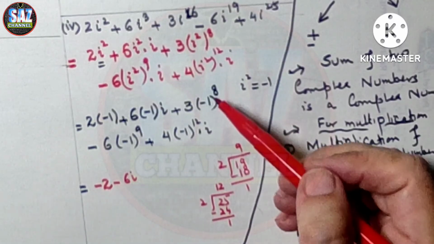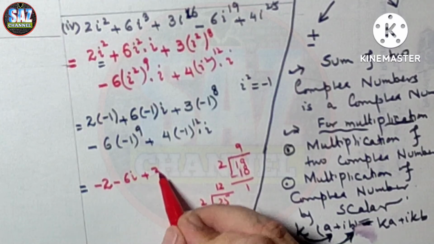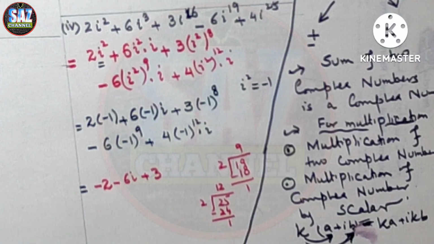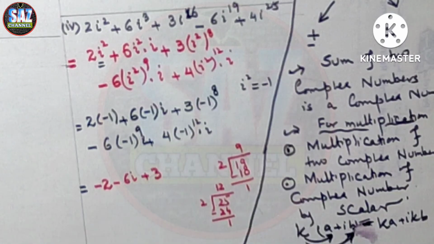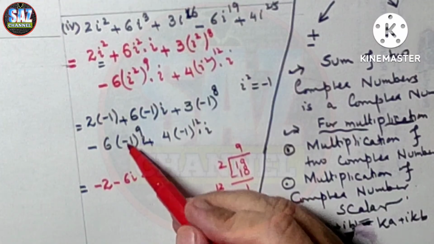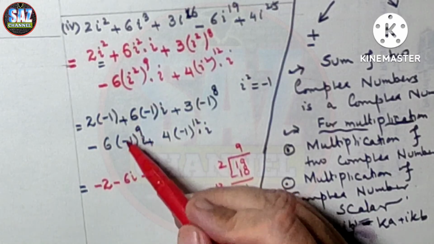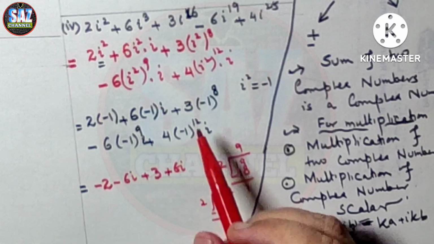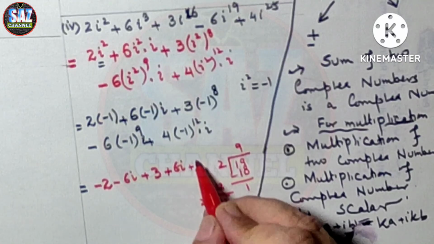Now, you can see that minus 1 has an even power, so it will become positive 3, and I have left 1 iota here, 1 iota here, yes, iota 19. Now minus 6, and minus 1 has the odd power 9, so it will be negative, and this negative sign will become positive 6 iota. And this is again minus 1 with an even power, so it will become positive, plus 4 iota.